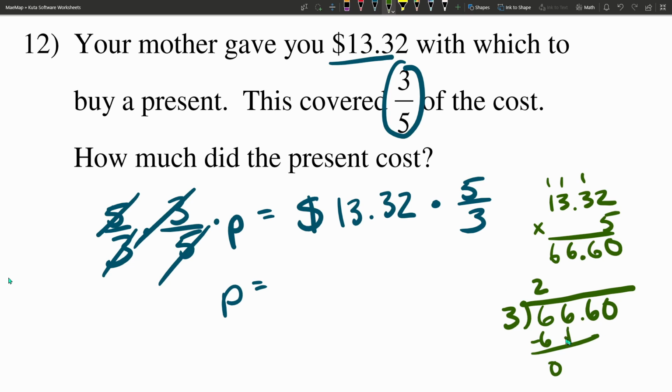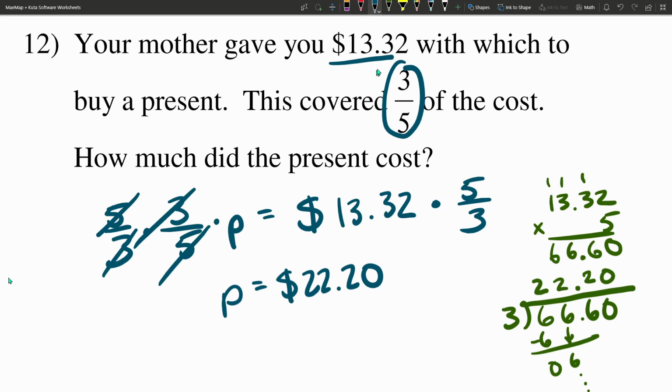So that would be 0, bring down my 6, 3 goes into 6 2 times, again with nothing remaining. And if I continued this on, 3 goes into 6, keeping my decimal lined up when I'm doing division. 3 goes into 6 again 2 times, and 3 goes into 0 0 times. So we get $22.20. That was the total cost of the present.